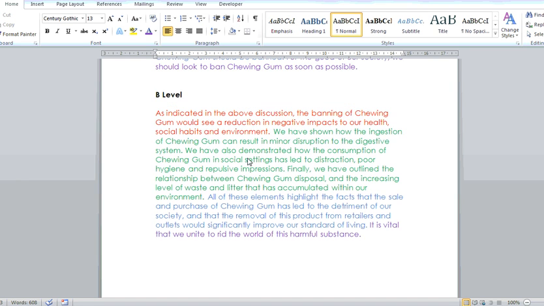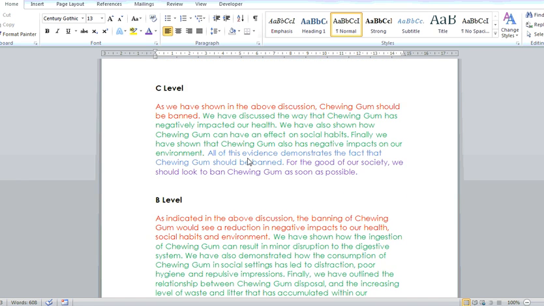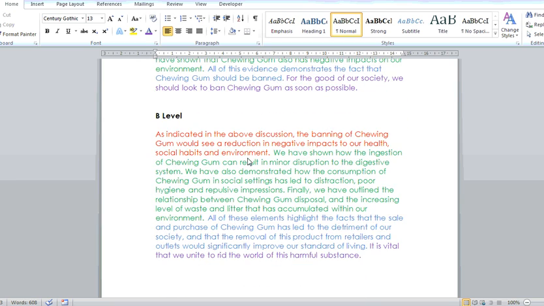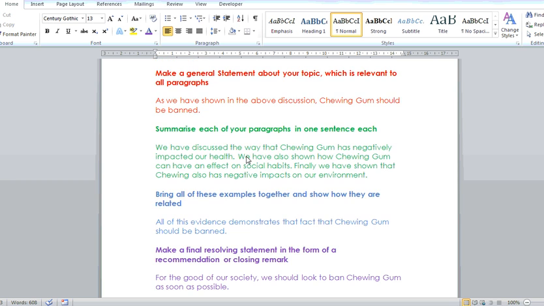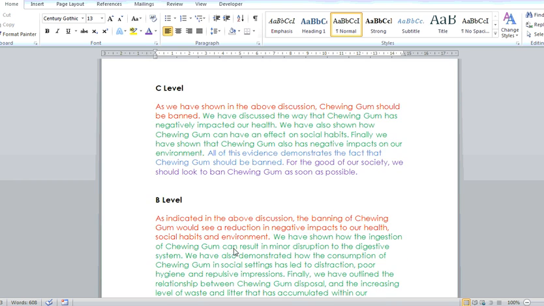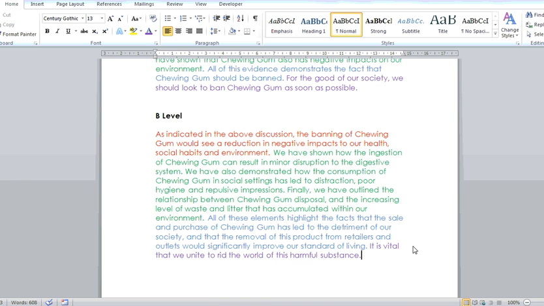So hopefully that gives you a bit of an indication about the difference between the C level and the B level conclusion. And remember, at this stage, all we have to do is make sure that we are definitely following these 4 steps. Okay, so structure is still an expectation and something really important. I hope that you're able to put this to use in your writing.